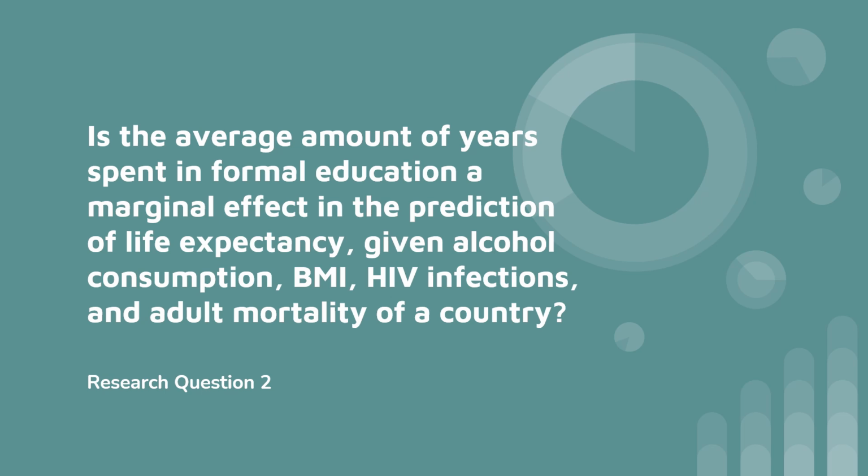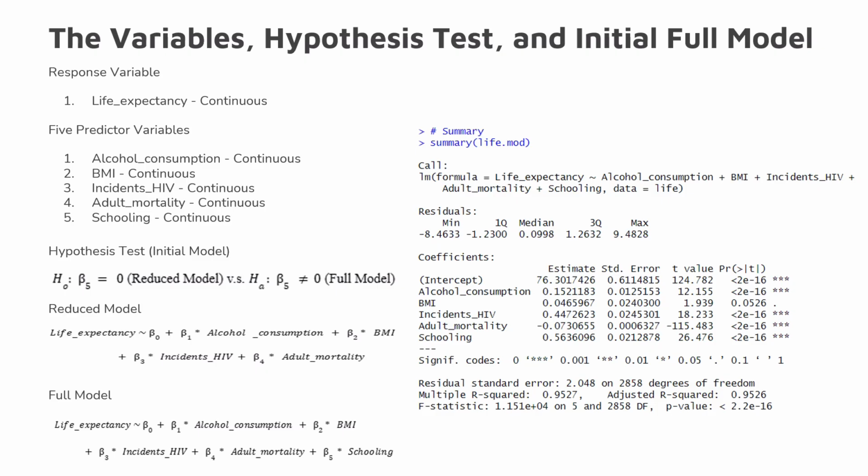We want to determine if the average amount of years spent in formal education has a marginal effect in the prediction of life expectancy. The response variable is life expectancy, and there are 5 continuous predictor variables: alcohol consumption, BMI, incidence of HIV, adult mortality, and schooling. Since we want to determine if schooling has the marginal effect, we'll perform a GLT test on this predictor's beta. However, before we can perform this hypothesis test, we have to go through a model diagnostic process.